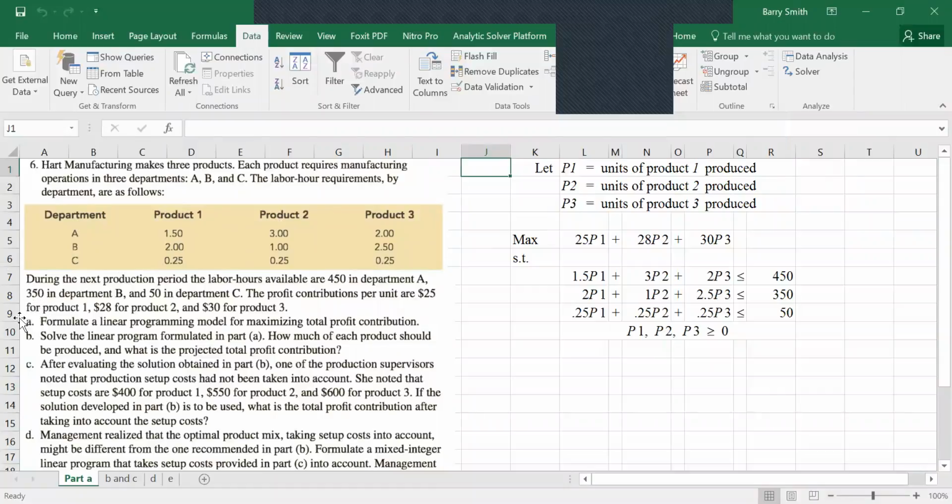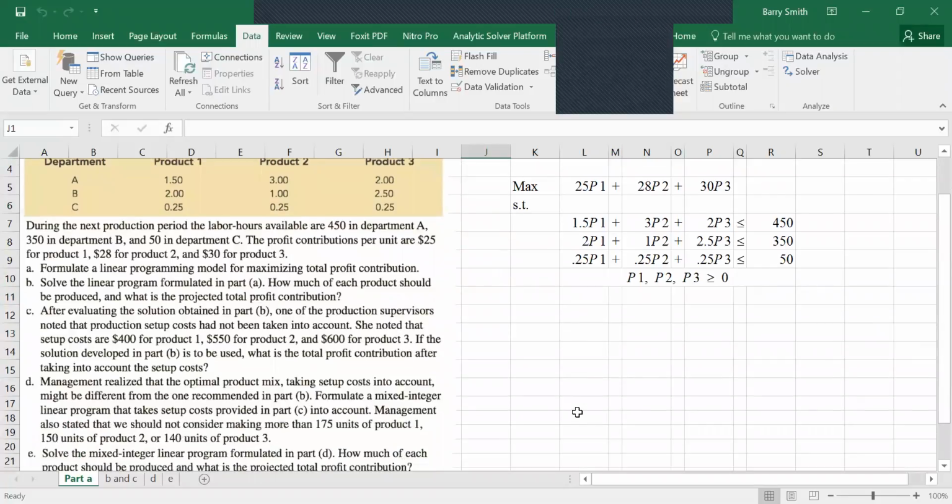So during the next production period, the labor hours available are 450 in department A, 350 in B, and 50 in C. The profit contributions per unit are $25 for 1, $28 for 2, and $30 for product 3. So then we're supposed to A, formulate a linear programming model for maximizing total profit contribution. B, solve the linear program formulated in A. How much of each product should be produced and what is the projected total profit contribution?